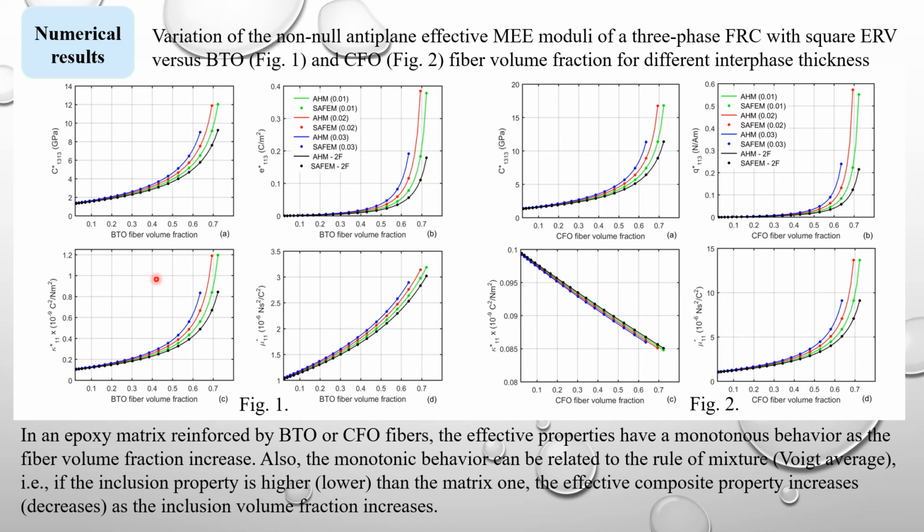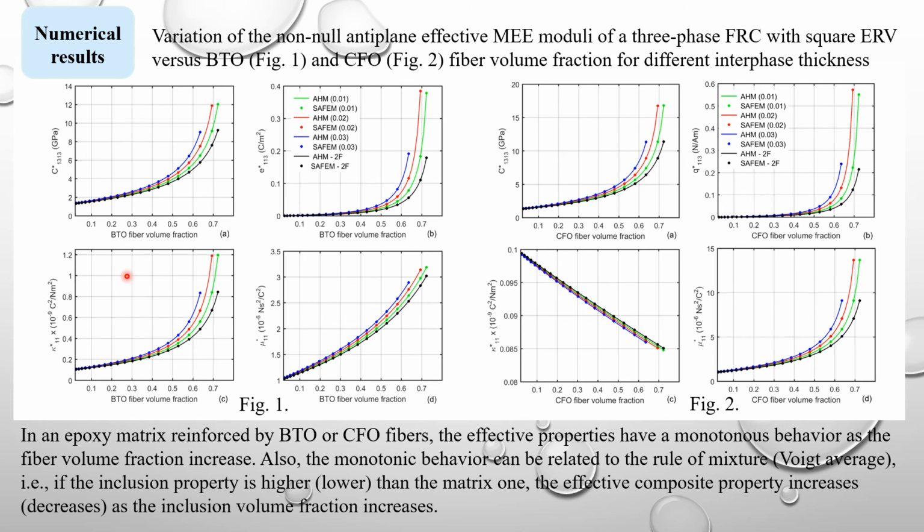The following illustrations show the antiplane effective moduli of a three-phase fiber-reinforced composite with square periodic cell versus barium titanate BTO and cobalt ferrite CFO fiber volume fraction for different interface thickness T equals 0, 0.01, 0.02, and 0.03.